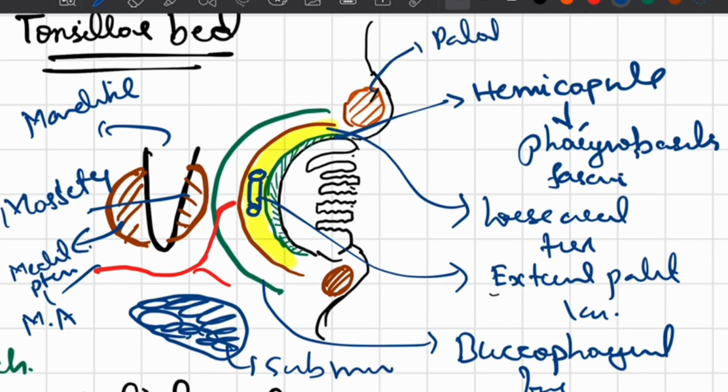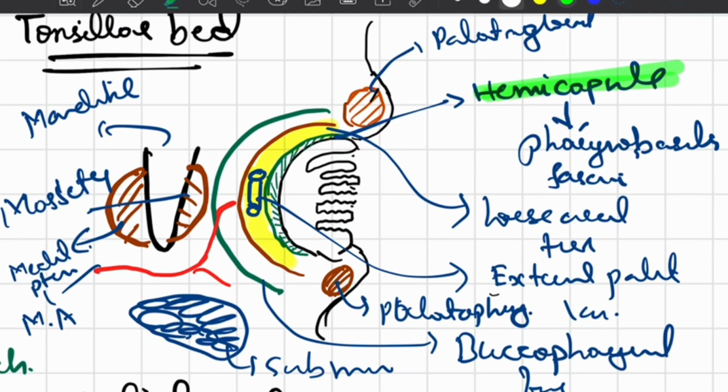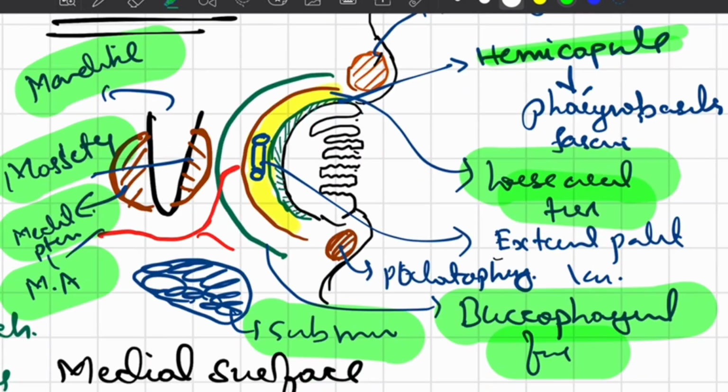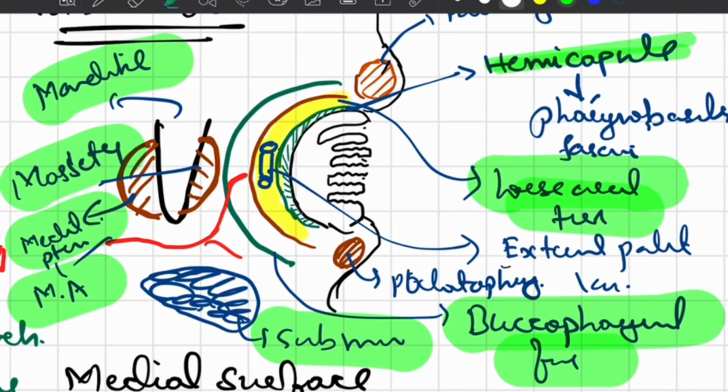The upper one is the palatoglossus, and this is the palatopharyngeal. The tonsillar bed includes the hemicapsule, then loose areolar tissue which contains the external palatine vein. Next we have the buccopharyngeal fascia, submandibular gland, masseter, medial pterygoid, maxillary artery and mandible. It is also related to the glossopharyngeal nerve and the styloid. The space between the pharyngobasilar fascia and the superior constrictor muscle is the paratonsillar space, which contains the external palatine vein, the most common source of hemorrhage in tonsillectomy.